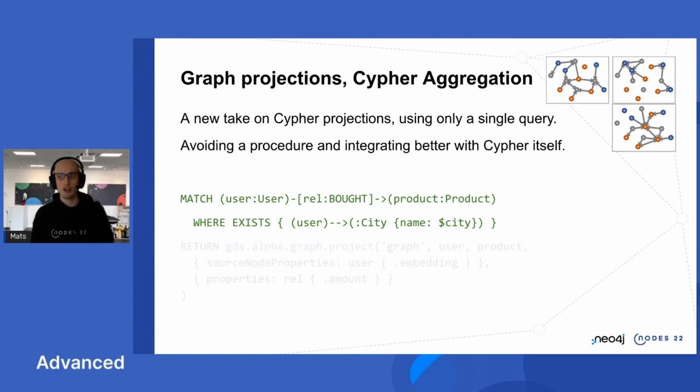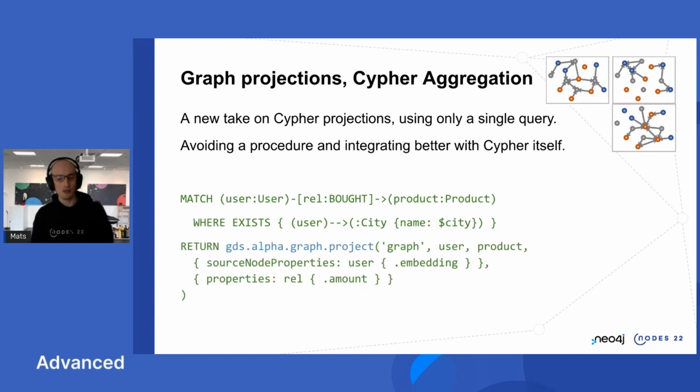call the Cypher aggregation procedure and give it a name. I send in the user nodes, the product nodes, and I give them some configuration here for their properties. So I use the embedding property and the amount property for the relationship. And it's all Cypher. There's no procedure here. There's really nothing specific going on. So if you're used to Cypher, this will just work for you.